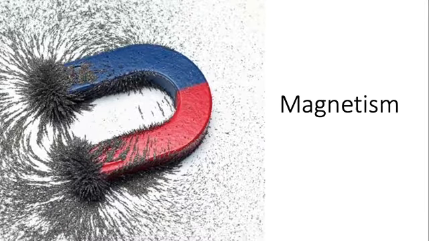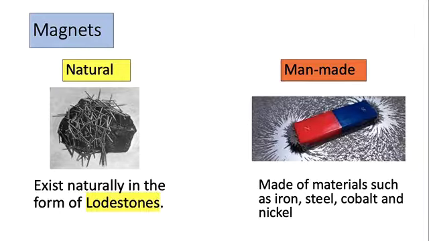Today you are going to learn about the topic of magnetism. So let's take a look at magnets. Magnets can exist naturally and can be man-made. The magnet that exists naturally is actually in the form of a lodestone, while the magnets that are man-made are made from materials such as iron, steel, cobalt, and nickel.